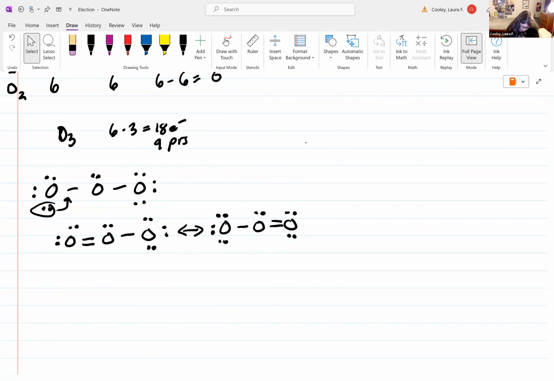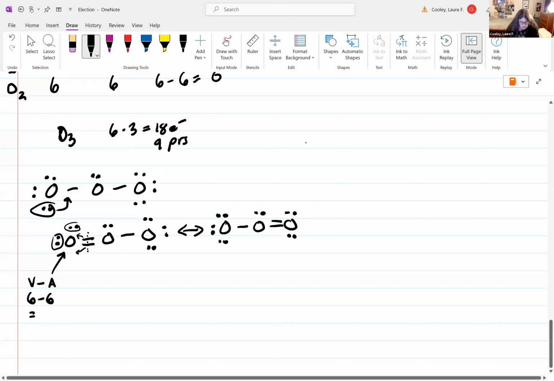So what would the formal charge be on this atom? You can, in your head, divide those bonds in half. So you get 1 electron from each one. 1, 2, then you have 3, 4, 5, 6. Valence minus actual: 6 minus 6 equals 0. That's the formal charge on that first oxygen.